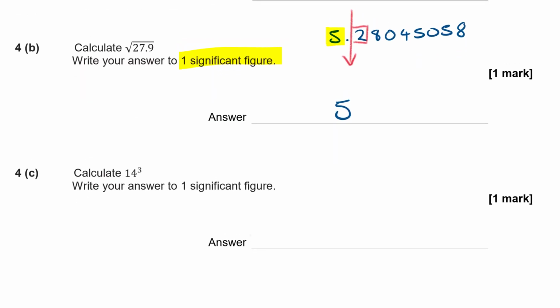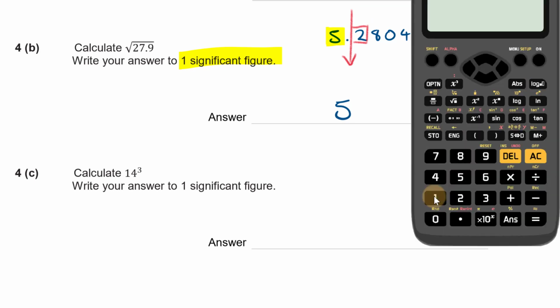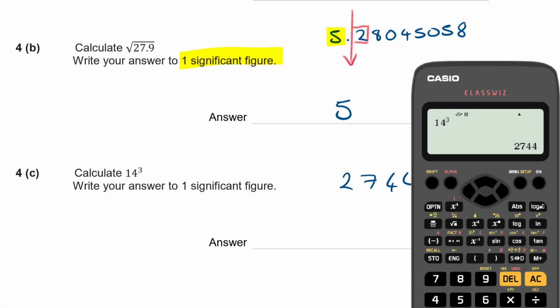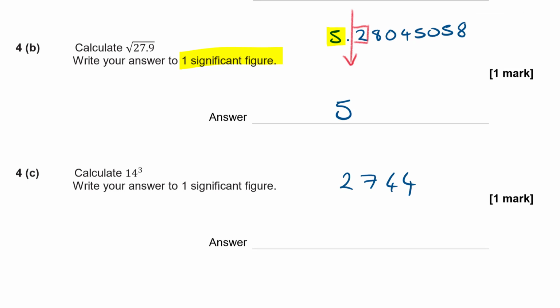Okay, part C says, calculate 14 cubed, write your answer to one significant figure. So tapping that into the calculator, 14 to the power of 3, that comes to 2,744. Let's just write that down, 2744. Now my first significant figure is my first non-zero digit, it's that one there.